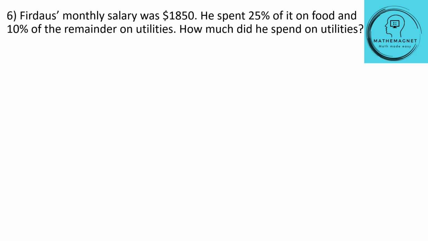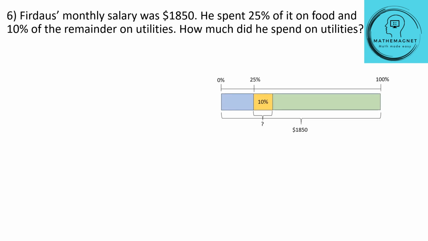Let's look at question number 6. Firdaus' monthly salary was $1,850. He spent 25% of it on food and 10% of the remainder on utilities. How much did he spend on utilities? Now we know he has spent, from his salary, which is 100%, 25% on food. Now he has spent 10% of the remainder. Keep in mind he is not spending 10% of his whole monthly salary, but 10% from the remainder of the money that he has left after spending 25% on food.